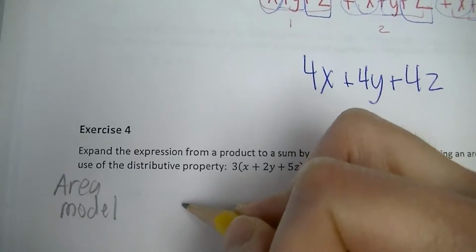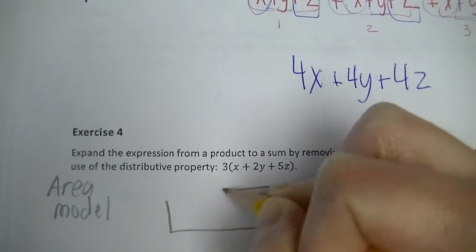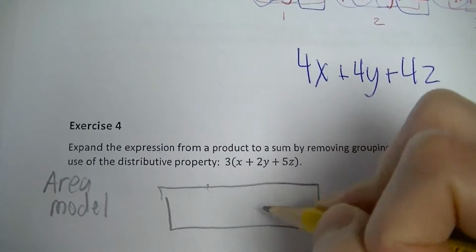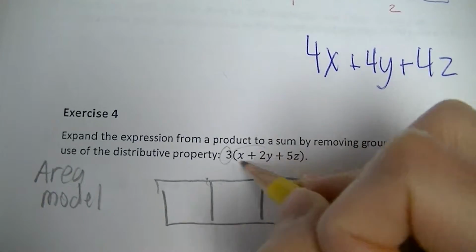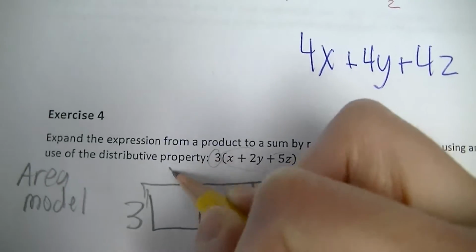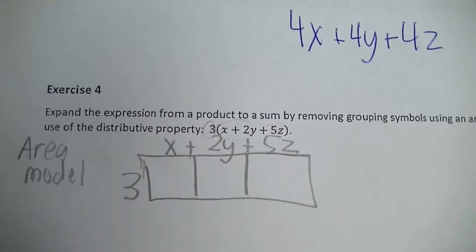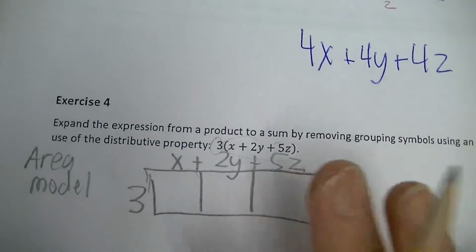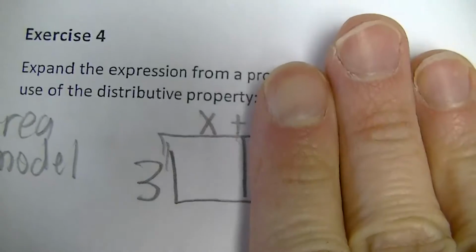Okay, and with the area model, you're going to draw a rectangle right there and split it up into 3 sections. Okay, and see how it's 3 multiplied by this quantity? Put the 3 right there, and that quantity is x plus 2y plus 5z. Yeah, you could totally do the distributive property, but this is it represented pictorially. So start with one box at a time.